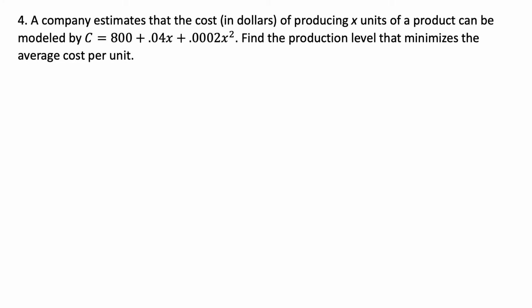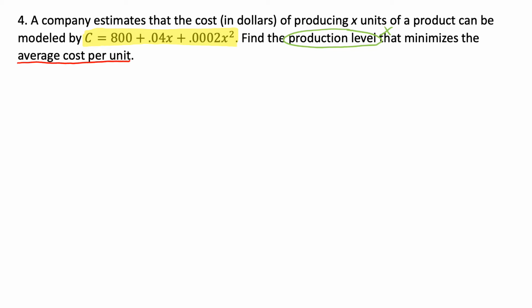Okay, number 4 is a little bit different. It says a company estimates that the cost in dollars of producing x units of a product can be modeled by, and then they give us our C of x cost equation. C equals 800 plus 0.04x plus 0.0002x squared. We want to find our production level, so again, we're looking for our x value. And then we want to minimize our average cost per unit.